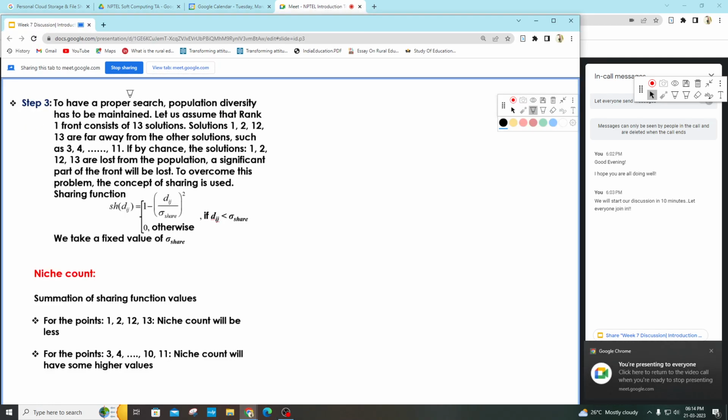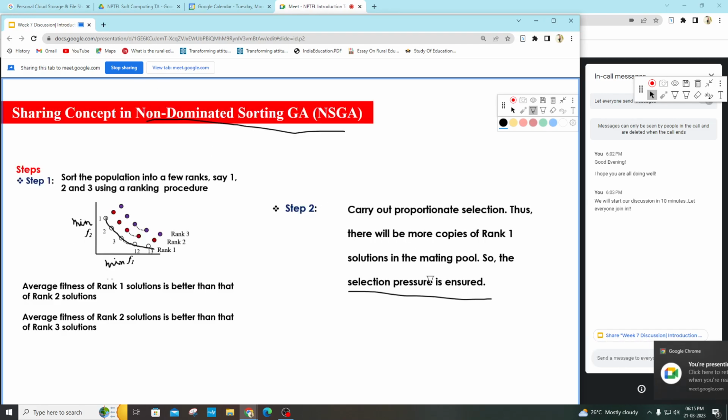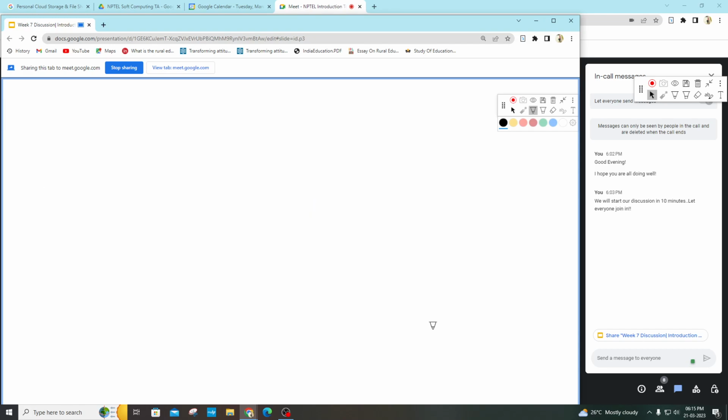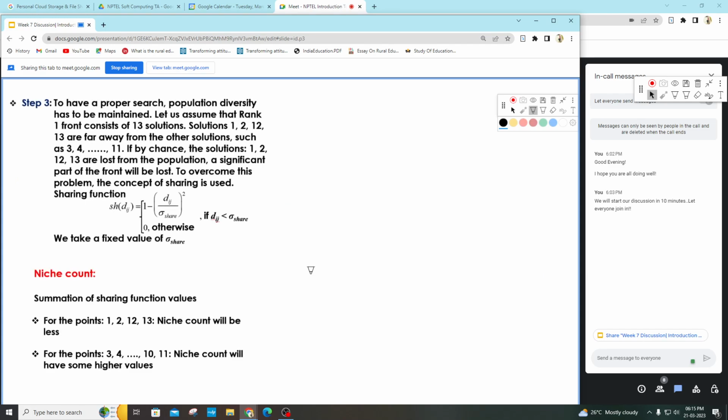Yeah, so in GA we ensure two things. One is population diversity and the other one is selection pressure. In step 2, as we are taking all the points of rank 1 only, our selection pressure is ensured. But what about population diversity?